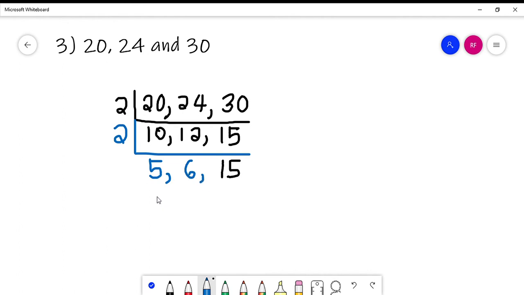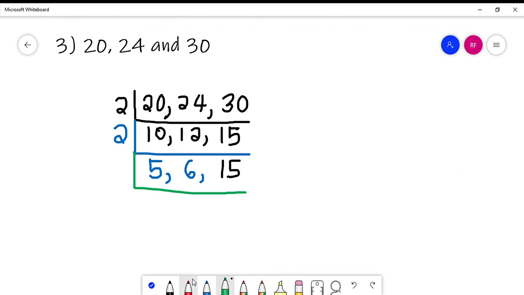Okay, next. So 5 and 6, there is no more common factor. But here, as you can see, 6 and 15 have common factor, which is 3. And 5 and 15 have common factor, which is 5. So you can choose any pair. I'll choose this time, let us say 5 and 15. I'll use another color.